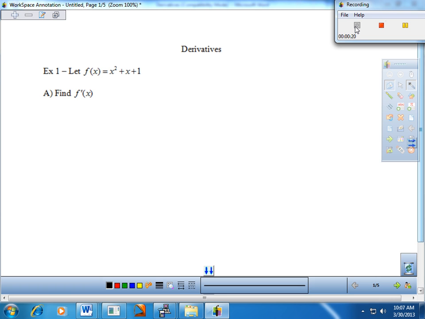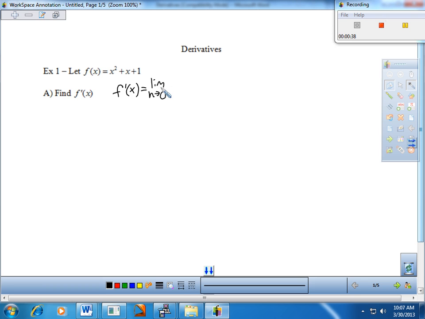I have a nice looking quadratic function there, and what we'll go ahead and do is find the derivative of that function and then utilize that derivative in a couple different ways. So let's start it out here. If you remember yesterday, we talked about the derivative as f prime of x, and it is the limit as h goes to 0 of f of x plus h minus f of x all over h.